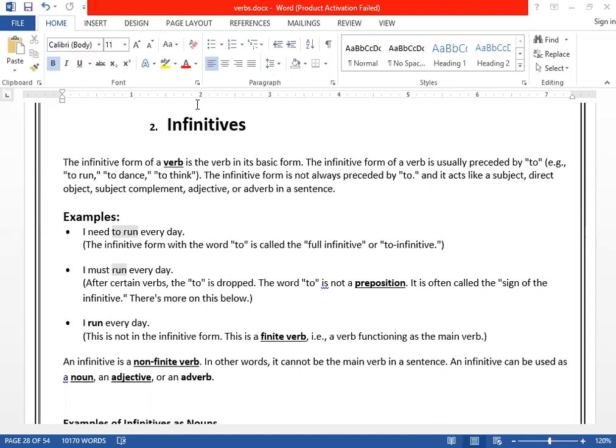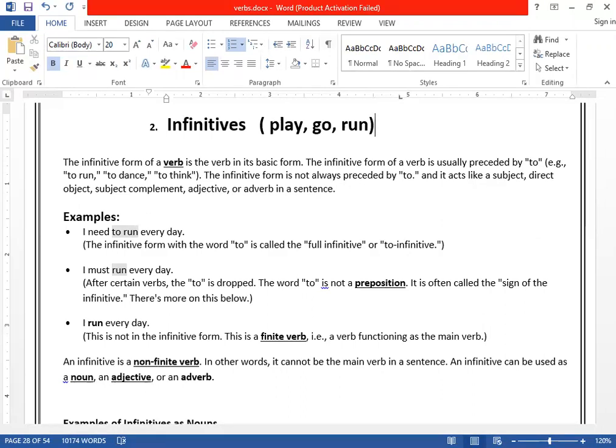I want to explain it in an easy way first. The infinitive form of a verb, clear, is the verb in the basic form. Verb in its basic form. What I mean by its basic form, if I give you an example, look, this is the basic form. If I say, for example, play. So play is the basic form of the verb. For example, go, run, clear? So the basic form of the verb is called what? We call it infinitive.